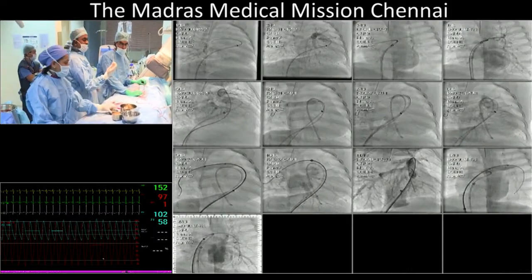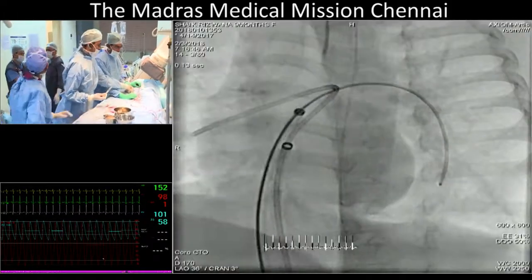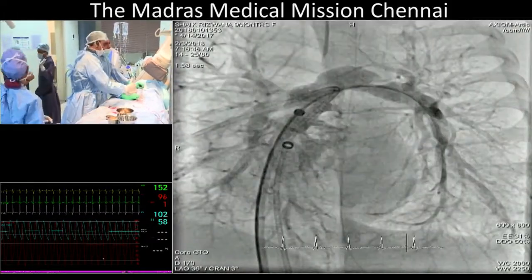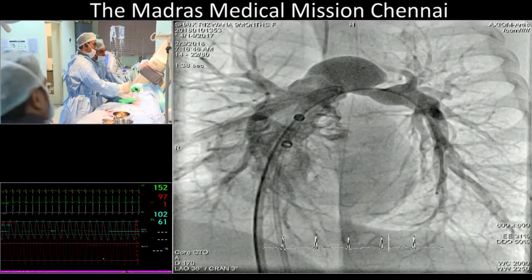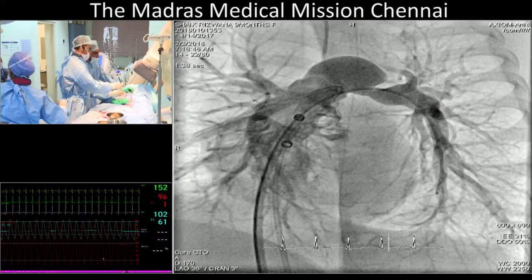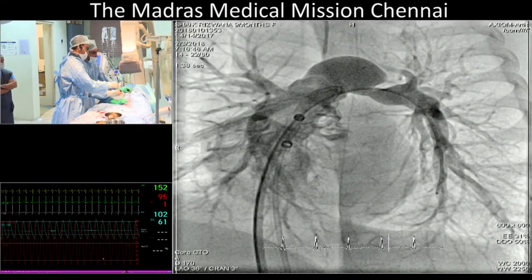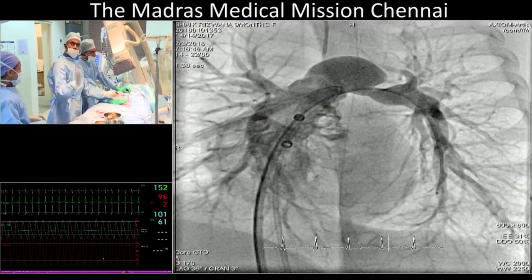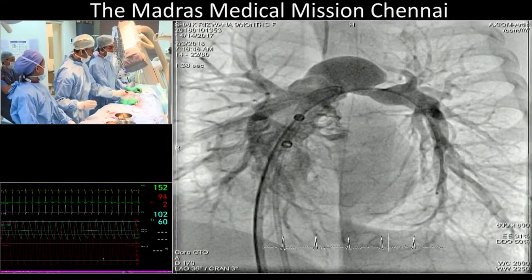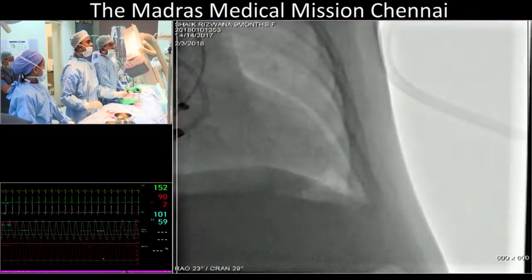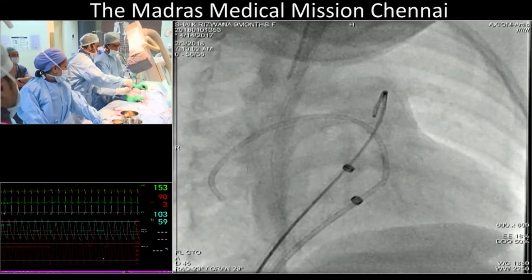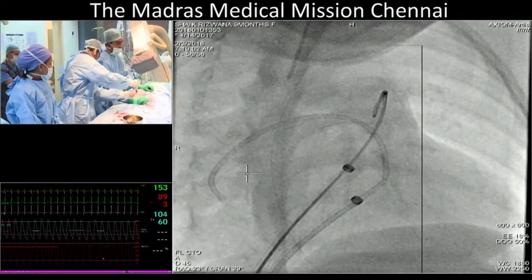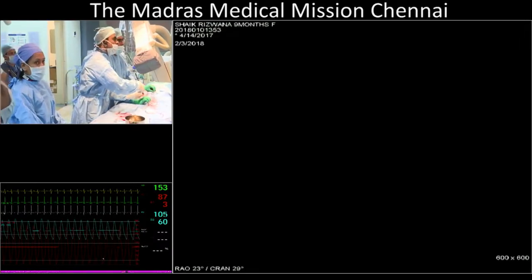You can see some amount of dynamicity in the RV pressure. Now the RV pressure is systemic. Come to RAO. I think what we've done now, we improved a little bit the obstruction in both PAs, and I guess probably what could explain the high pressure is the right ventricle outflow tract.